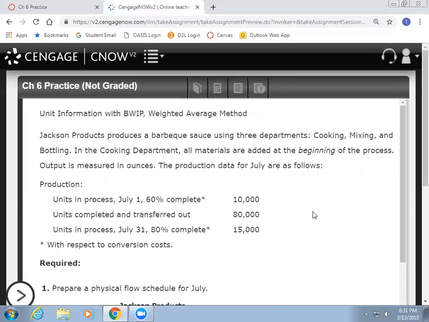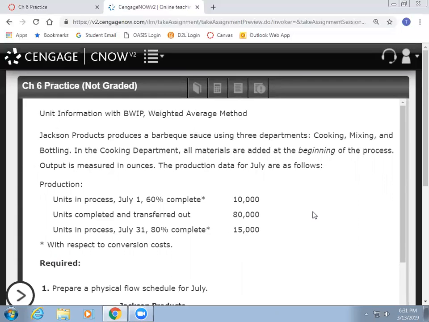So if you'll notice, this is the same information: Jackson products, barbecue sauce, cooking, mixing, bottling. Same production. So 60% complete in beginning as far as conversion costs, same exact data. So now we're really just able to compare truly the FIFO method to the weighted average method. Okay, so we're going to do the weighted average method.